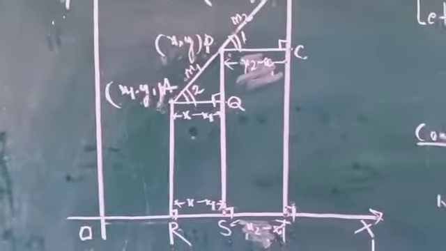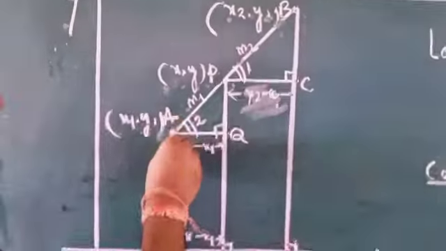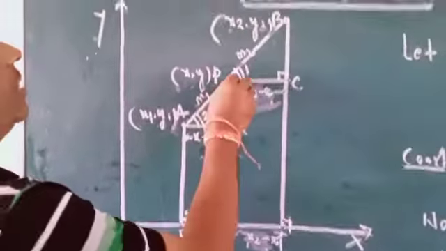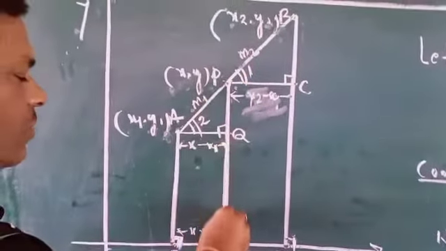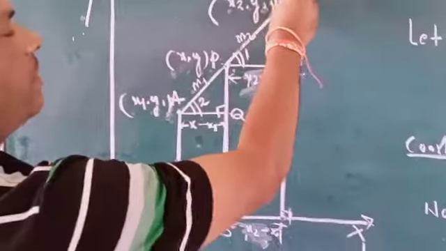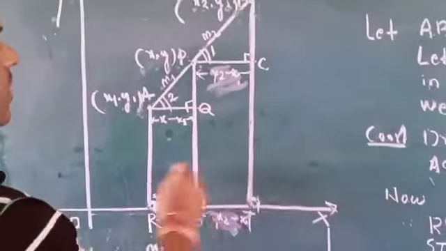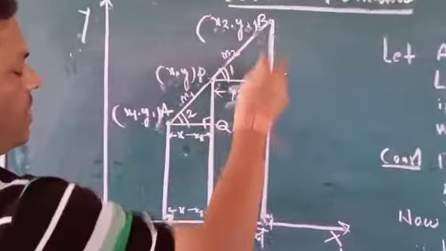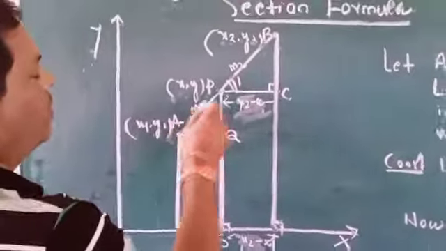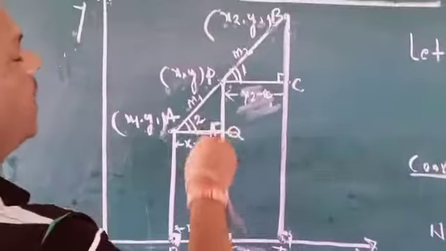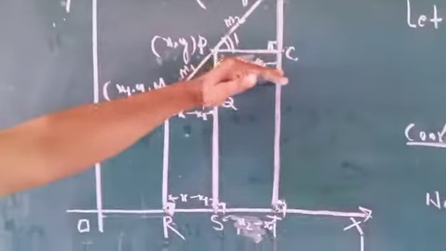Understood all of you? So now, from A, draw the perpendicular to the x-axis. This is AR perpendicular. Similarly, from P draw the perpendicular to the x-axis, S, and from B, whose coordinate is (x2, y2), draw a perpendicular to the x-axis. AR, PS, BT are the three perpendiculars. Again, from A draw the perpendicular to PS, this is AQ, and from P draw the perpendicular to BT, this is PC. Up to this, all of you clear.